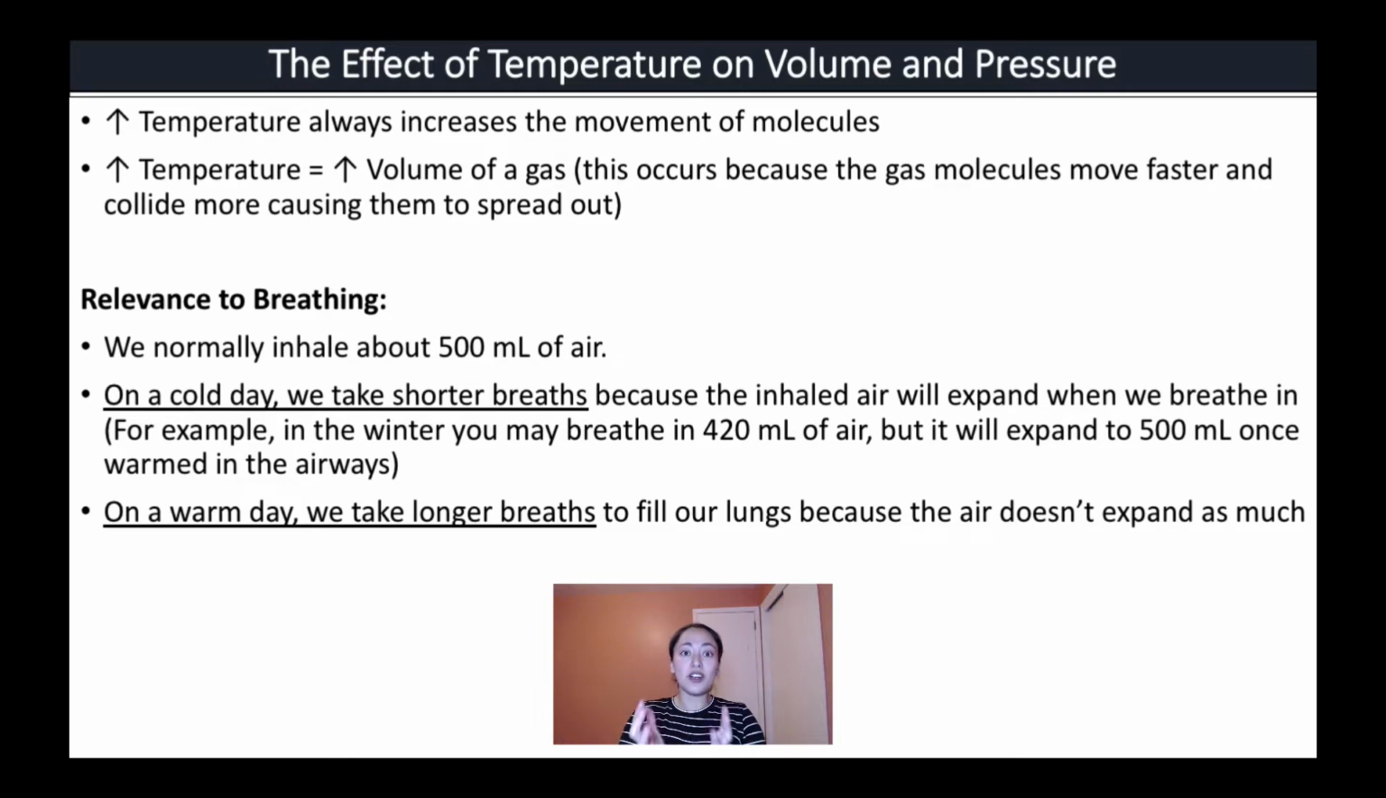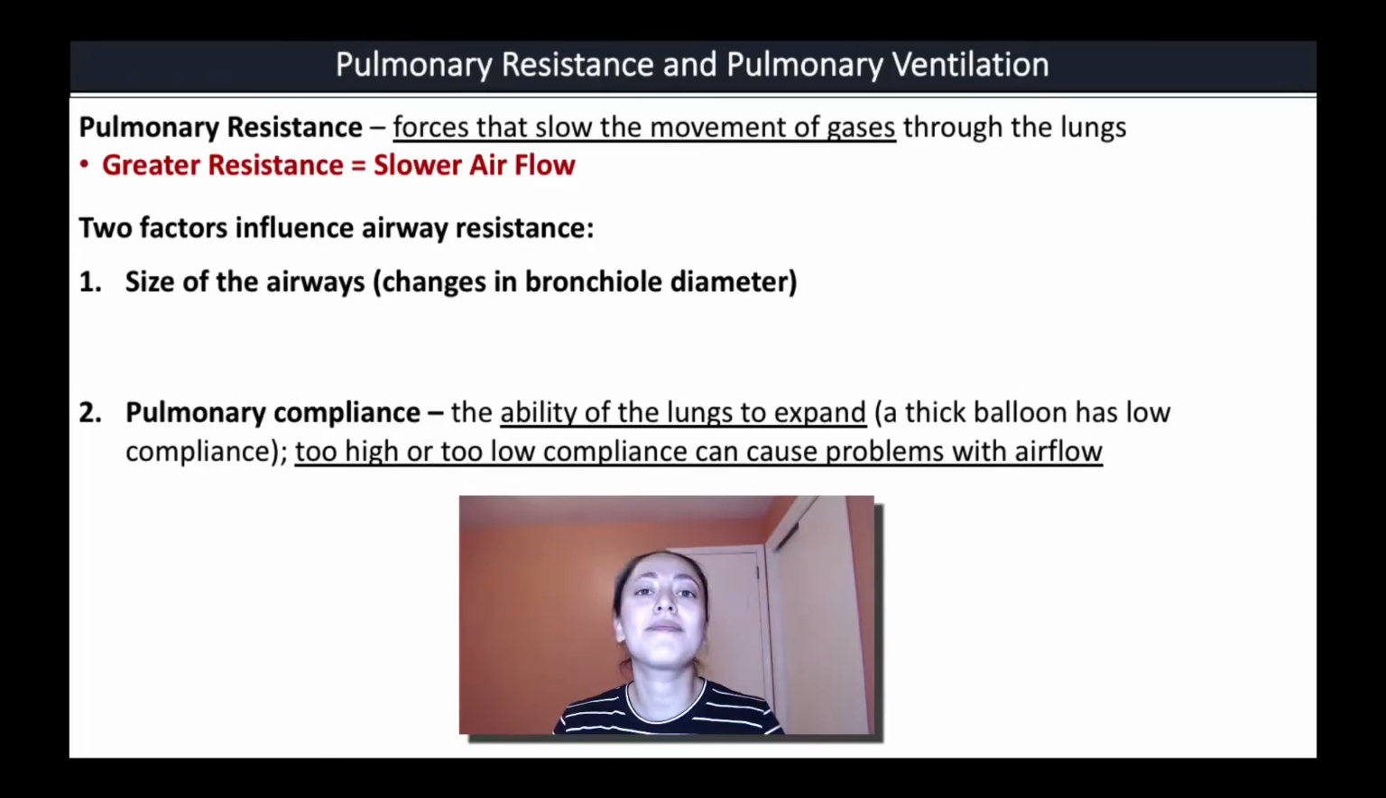So, for example, in the winter, you may breathe in 420 milliliters of air, but it will expand to 500 milliliters once it's warmed by your airways. However, on a warm day, we tend to take longer breaths to fill our lungs because the air doesn't expand as much. So temperature outside can also affect how you're breathing and how much air you have to take into your lungs to fill them.